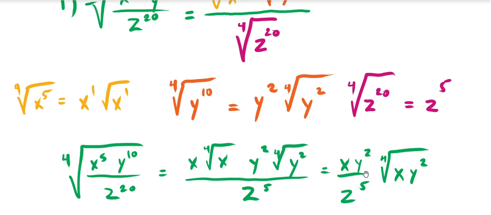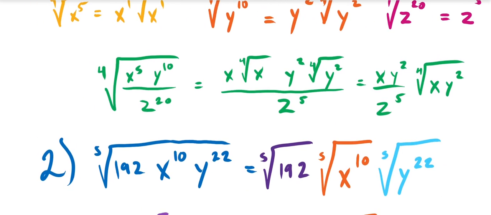You could also put this into the numerator. This radical expression could also be under a single common quotient bar. That would be fine as well. As long as there's a product implied here, it's all good. So same trick for number 2. We want to not see this as one giant mess of a problem. We want to see this as 3 smaller problems by distributing. We distribute the 5th root against 192, against x to the 10, against y to the 22nd.